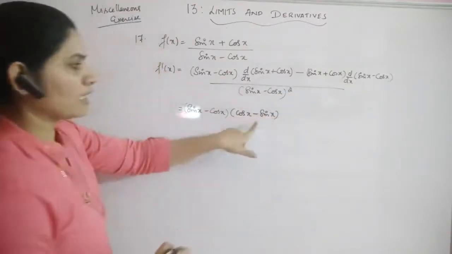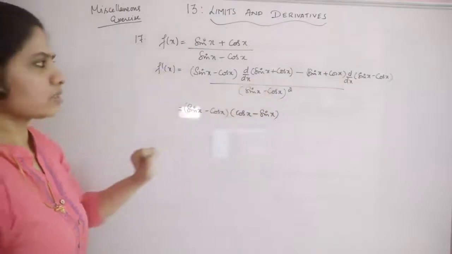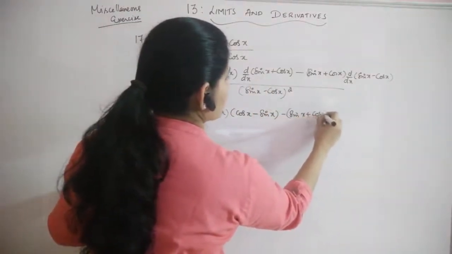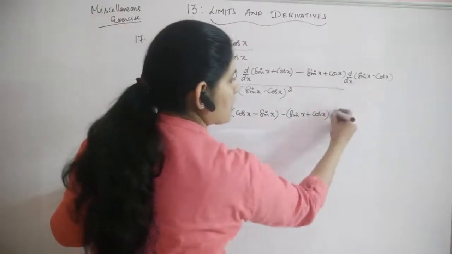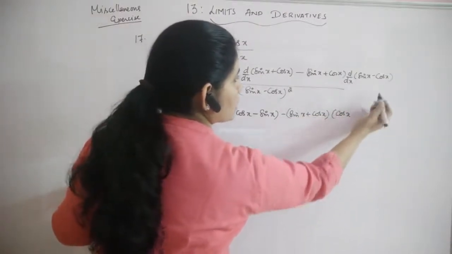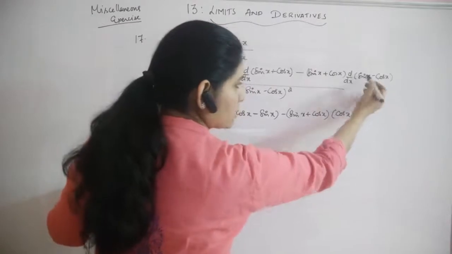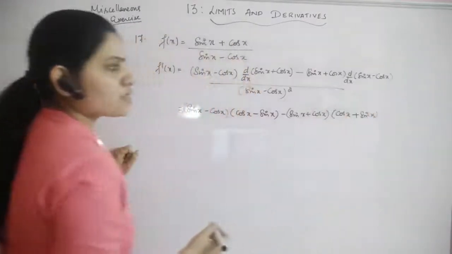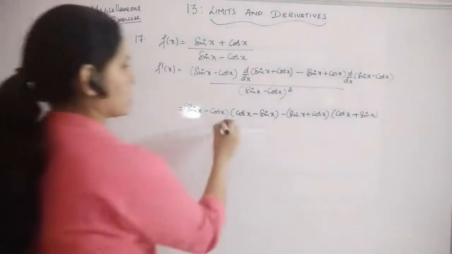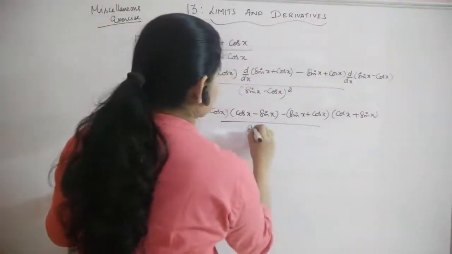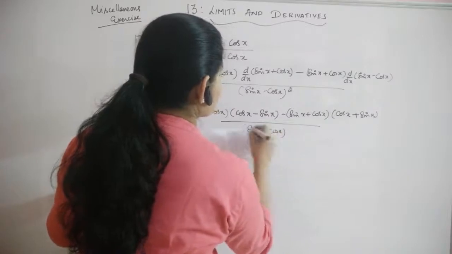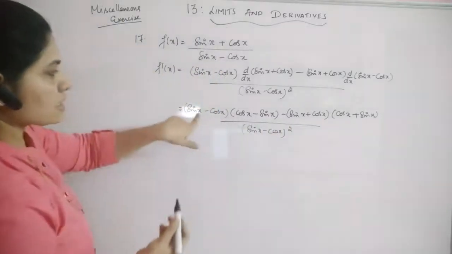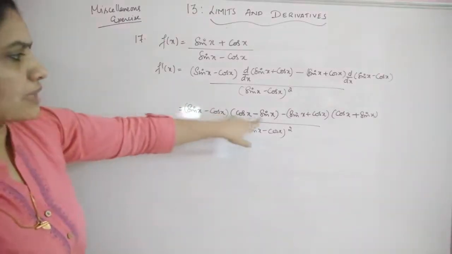So you'll get cos x minus sin x as the derivative of sin x plus cos x, minus of sin x plus cos x into, again derivative of sin x will give you cos x and derivative of cos x is minus sin x, so you'll get minus of minus plus. So derivative of sin x minus cos x will give you cos x plus sin x divided by sin x minus cos x the whole square, is equal to, here you can just see this is sin x minus cos x, this is cos x minus sin x.